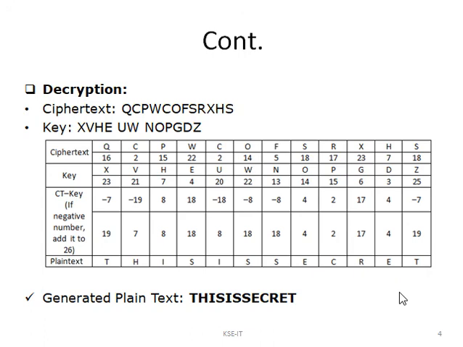So the generated plain text is "This is secret." See you in the next lecture.